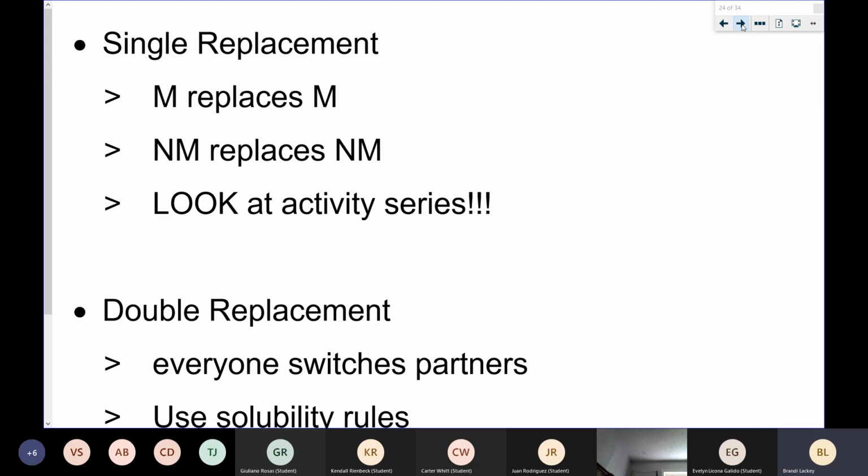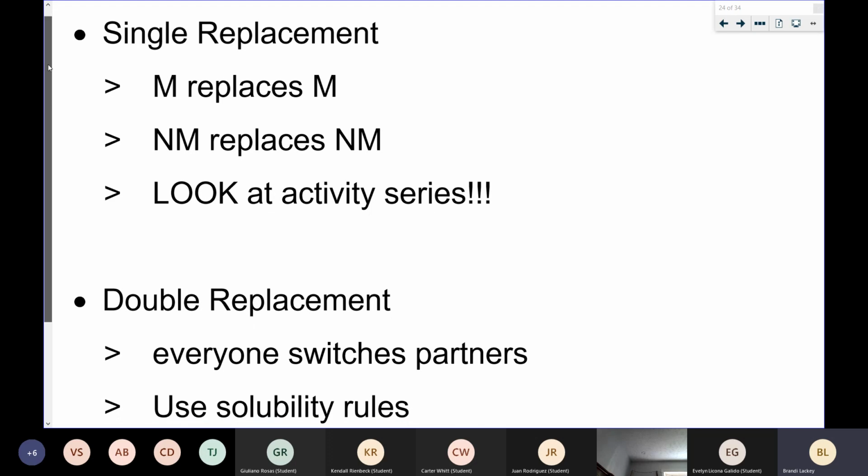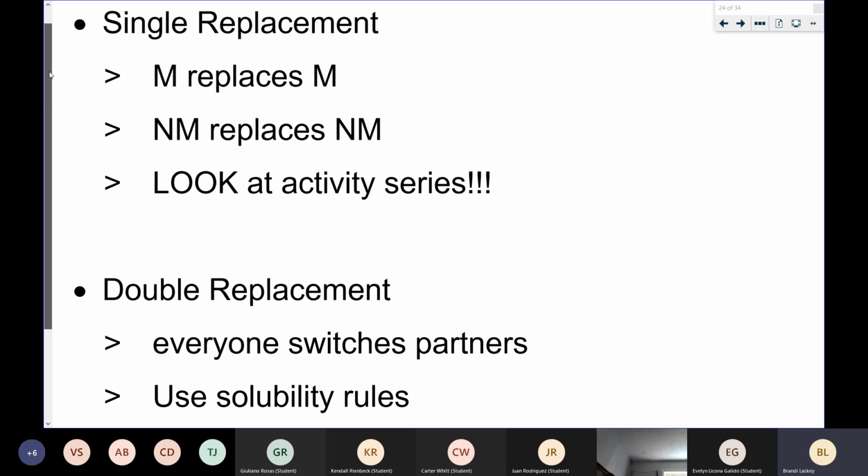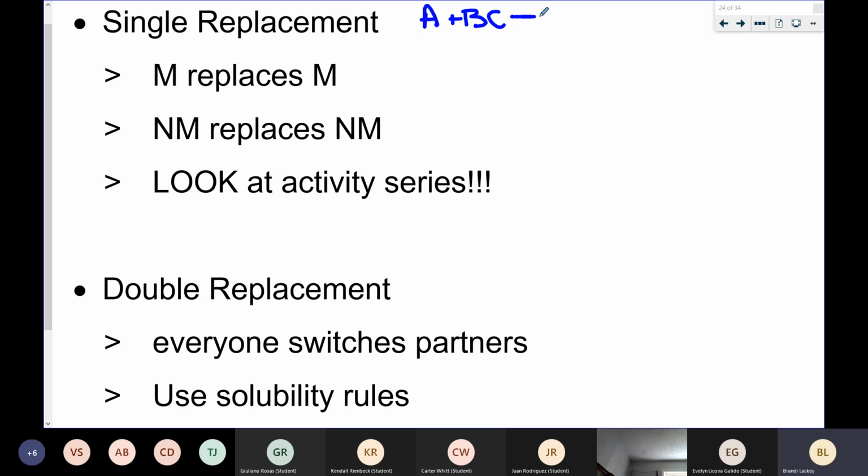Then we had our ones that we predicted products for. This was included in our chemical reactions lab too. So we had single replacement. This was the one that had the general form of A plus BC produces B plus AC.